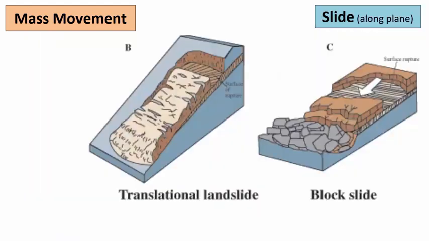When a layer of rocks slides downhill along a planar surface, usually a rock bedding contact, fault, or foliation plane, it's called a slide. Slides can be triggered when water runs down along the bedding planes, reducing friction between them, or when the base of the rock bed above the plane is excavated and thus is no longer supported.